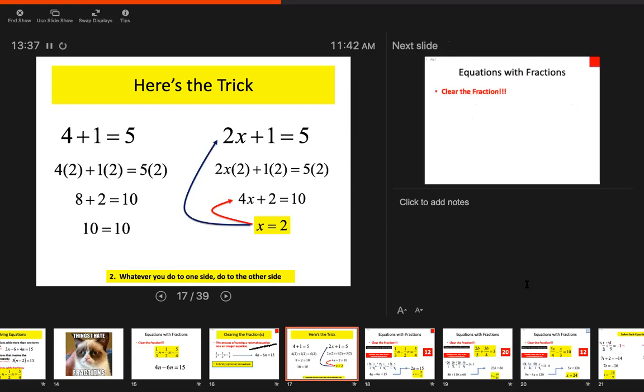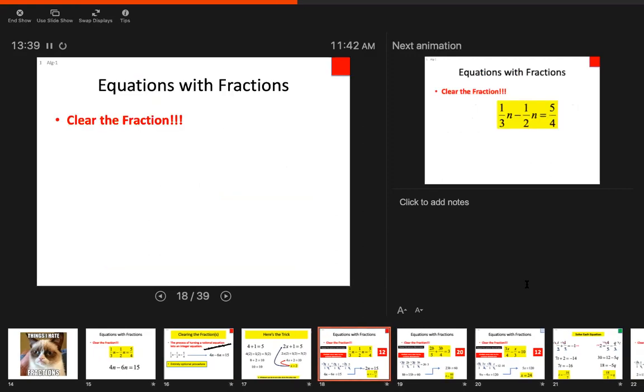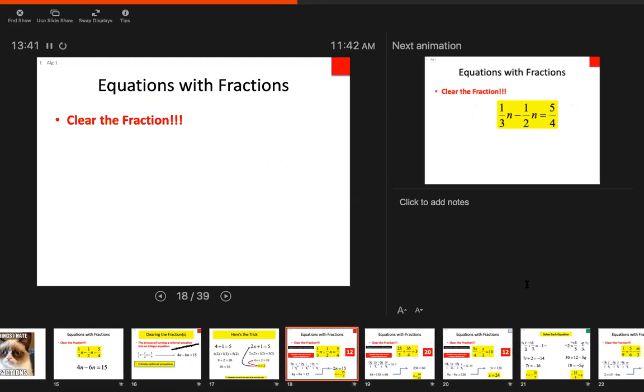Why would I want to multiply by 2? I'll show you why. It's going to get rid of the fraction. It's the method of clearing the fraction. So I'm going to take this ugly thing and I'm going to multiply by a special number. You want to guess what the special number is? It won't be 2. It will be the common denominator. What's the common denominator of 3, 2, and 4? 12, yeah, 12.